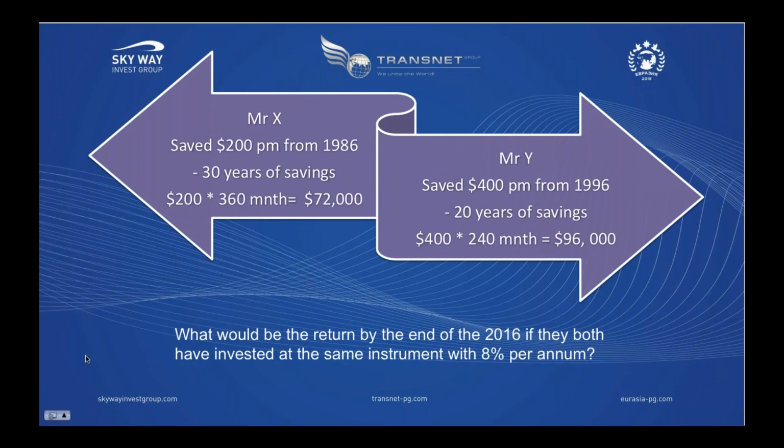Are you clear with the question? So you have these two scenarios. One guy, Mr. X, saved 200 per month from 1986 for 30 years. Mr. Y put in 400 for 20 years. So the question to you is, what will be the return by the end of 2016, if they have invested at the same time with the same instrument, which gives them 8% per annum? Who do you think will gain more at the end of the term, Mr. X or Mr. Y?